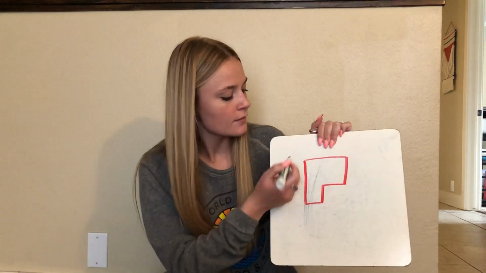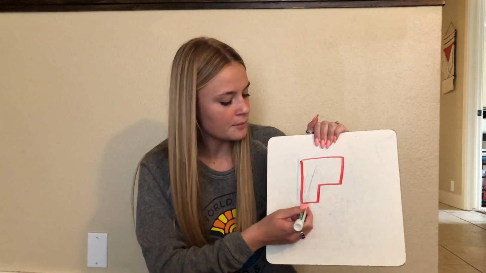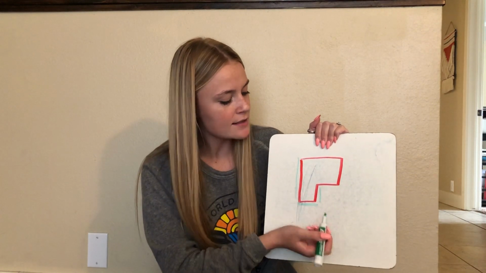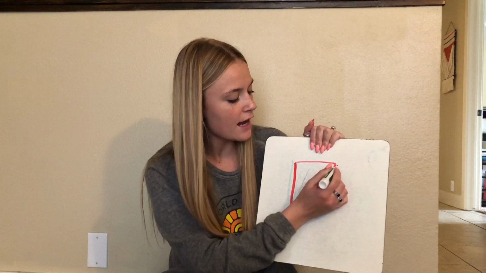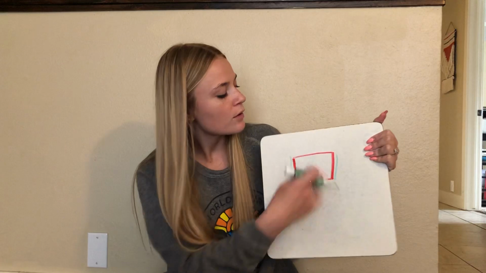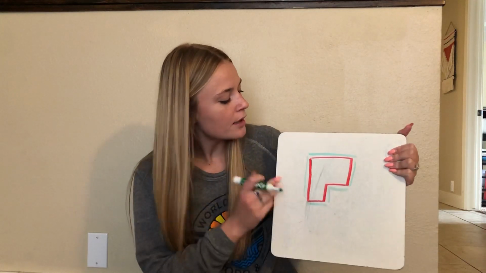I'm gonna use a different color. This side plus this side, the inside, this other inside, the right side, and the top. So all of this added together is our perimeter. Okay, so that's pretty much it for Lesson 1.